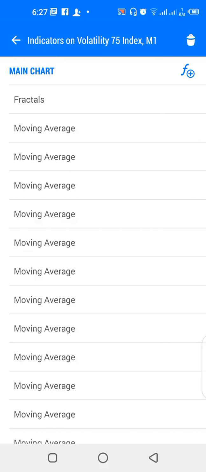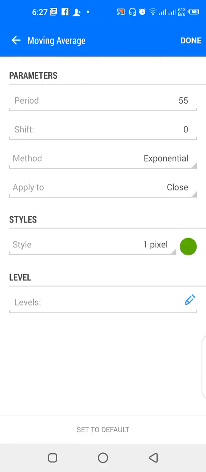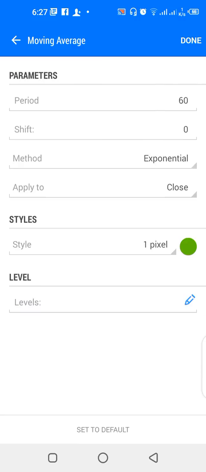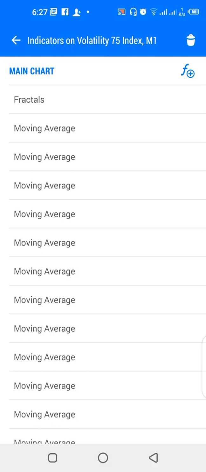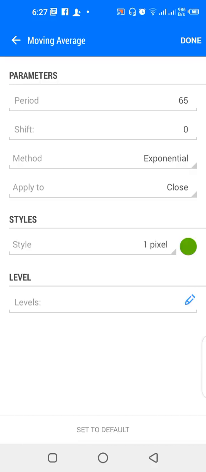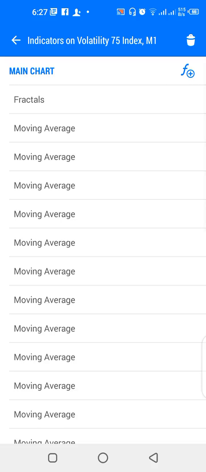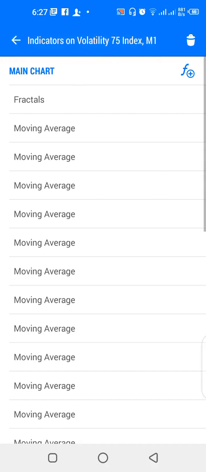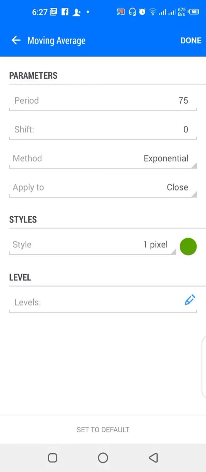Sixth one is 55 EMA, color is also green. Seventh one is 60 EMA, color is green. Eighth is 65 EMA, color is also green. Ninth is 70 EMA, color is green. Tenth is 75 EMA, color is green.